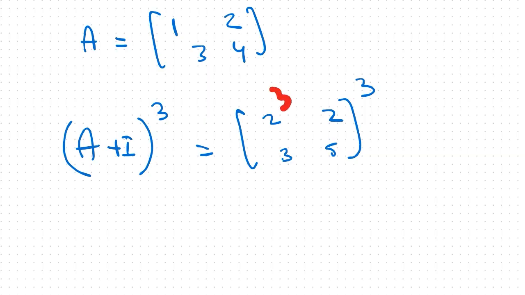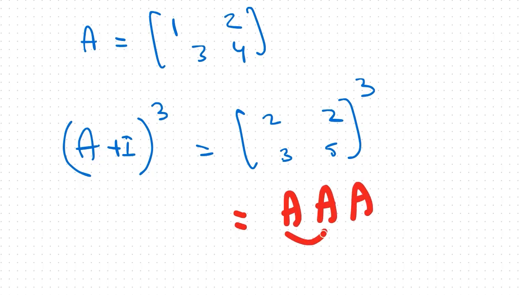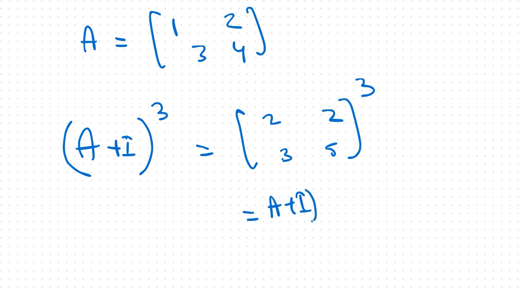Do you remember, it is not like this, three times. No, we cannot do that. We have to multiply 3 times. First do these two things and then multiply the answer with the third, row with the column. To be more precise, it's like (A plus I)(A plus I)(A plus I). The answer will be the same.